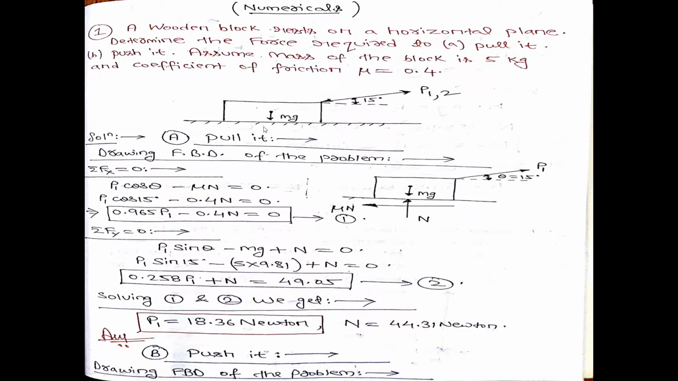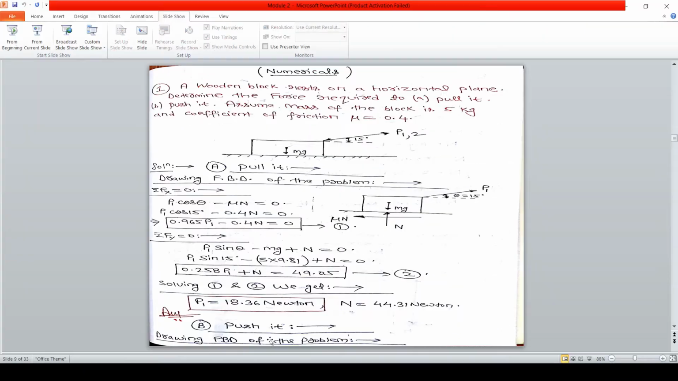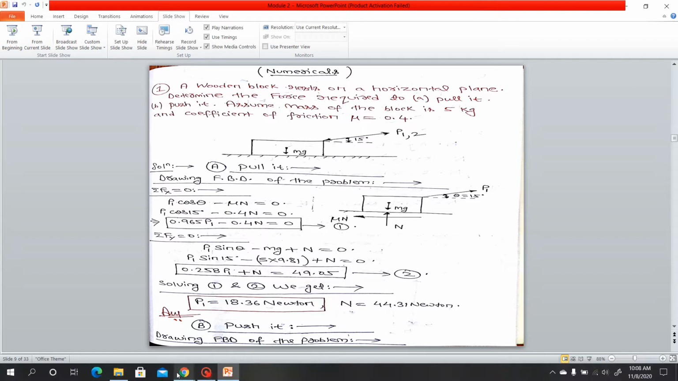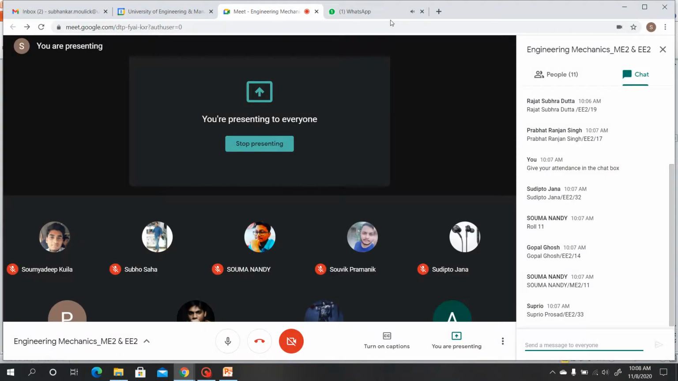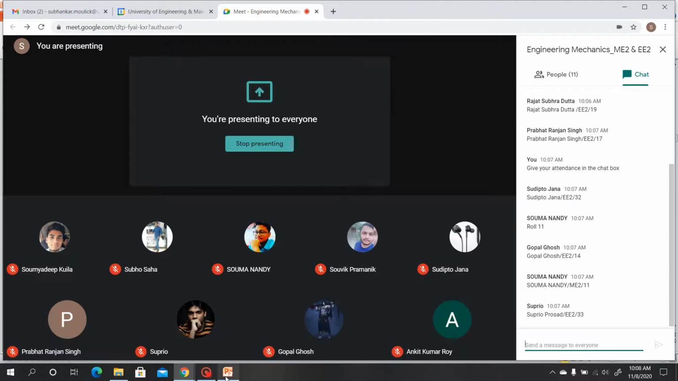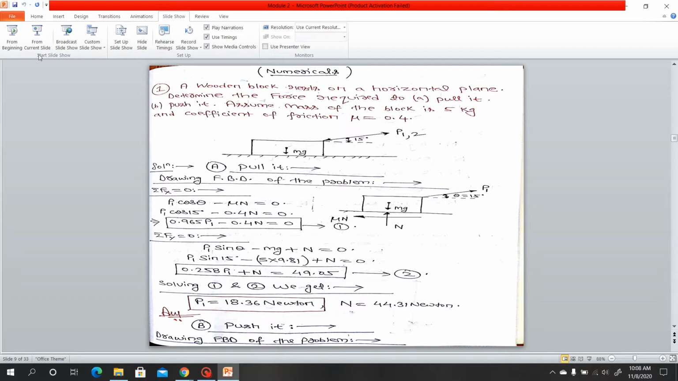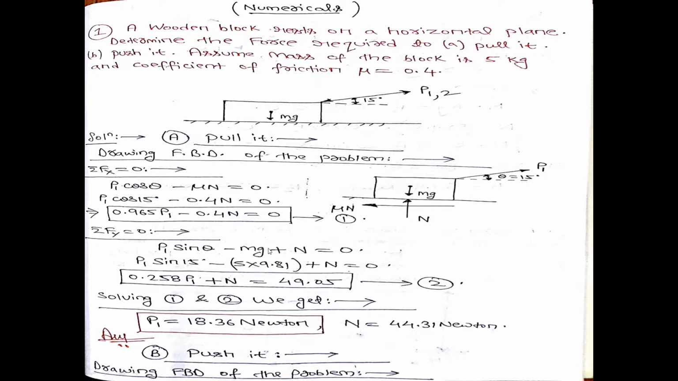A wooden block is resting on a horizontal surface. The horizontal surface is rough in nature, so a frictional force will exist between the two contacting surfaces, and the coefficient of friction given in the problem is 0.4. Mass of the block given is 5 kg. What I need to find out? I need to find out the value of force P.